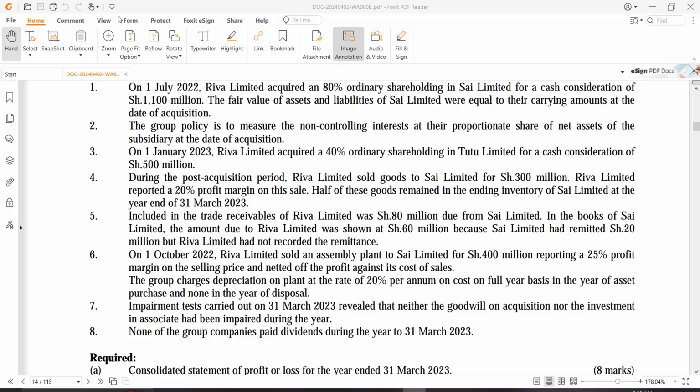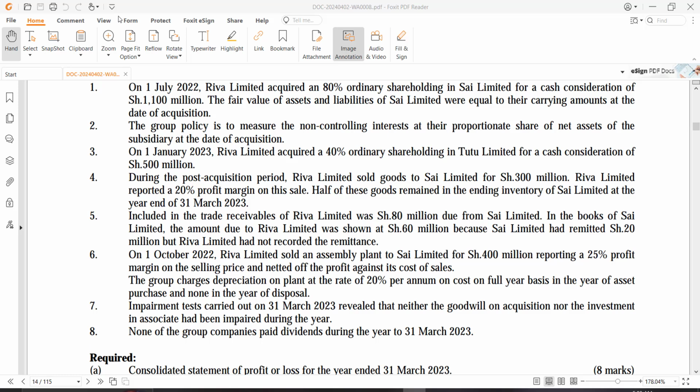And during the post-acquisition period, River Limited sold goods to SAI Limited for 300 million. River Limited reported a 20% margin on this sale, and half of these goods remained in the inventory of SAI Limited at the end of the year ending 31st March 2023.